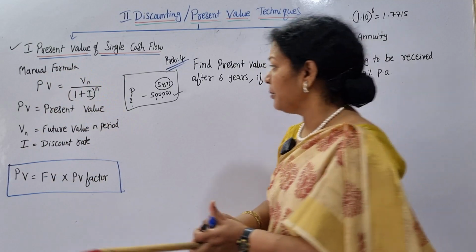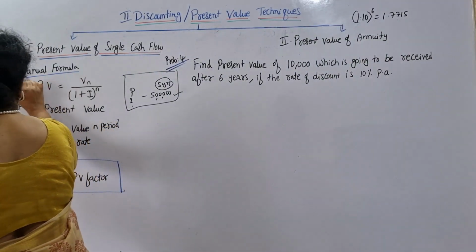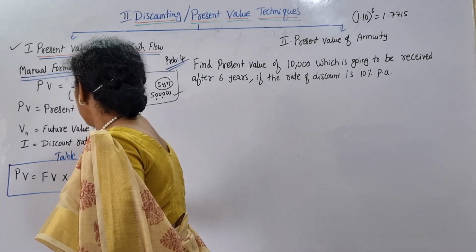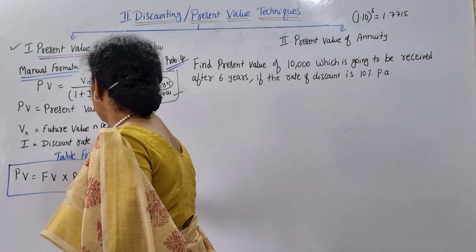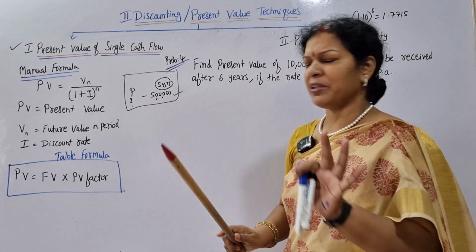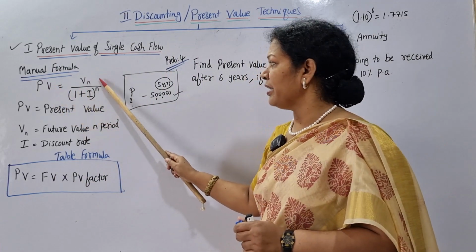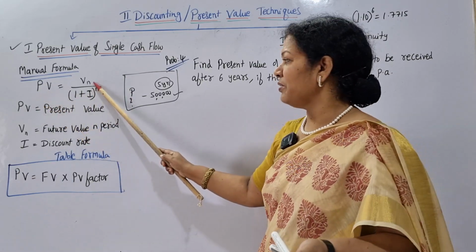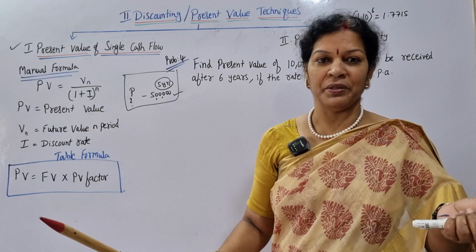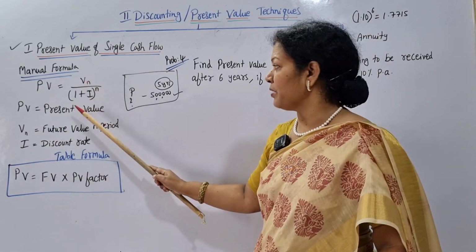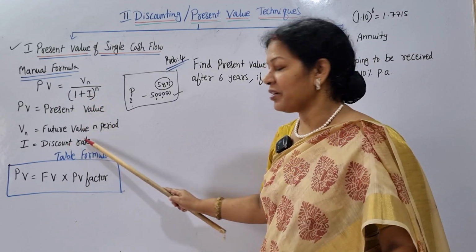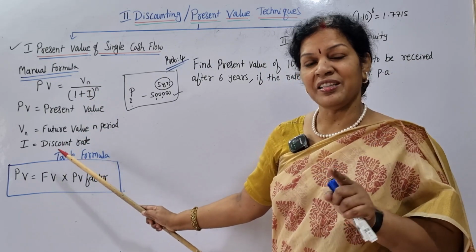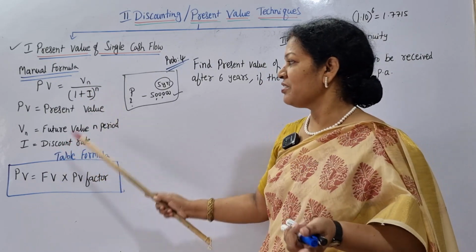Here is the manual formula. Second one is the table formula. Manual formula is very simple. PV is equal to Vn by (1 plus I) to the power of n. PV is present value. Vn means future value at n period. How many periods are there? Future value at n period divided by 1 plus I. I means discount rate. In the previous one R meant rate, interest rate. Here R is converted into I, discount rate. N is number of periods.